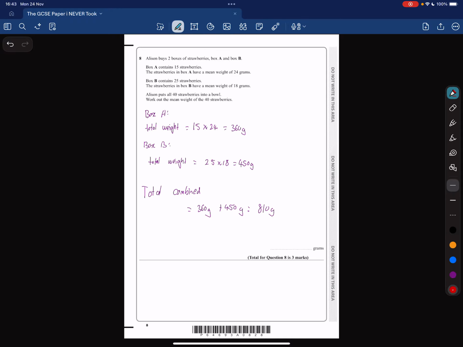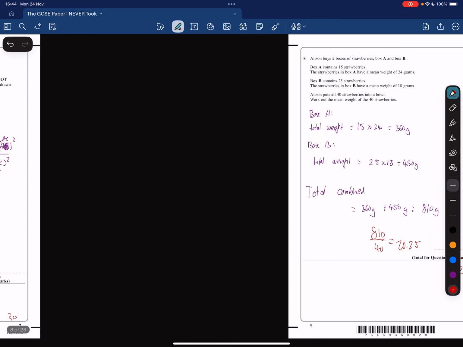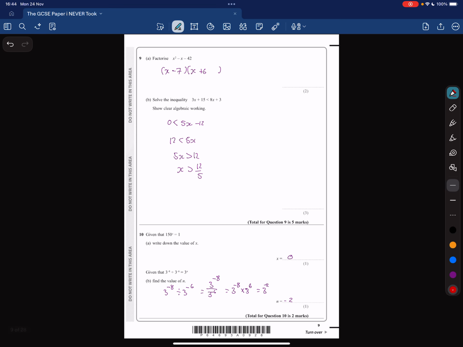This question 8. Oh, I didn't finish it. I didn't go. Question 10 divided by 40, which would be 20.25. So I only get 2 marks. Yeah, that's the first one dropped. 22.